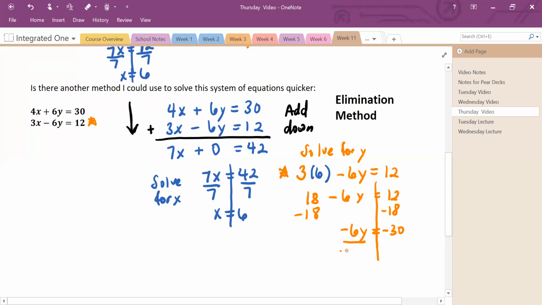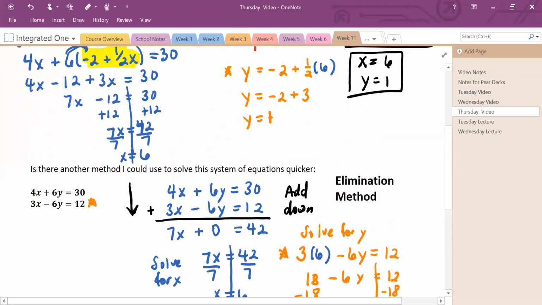I divide both sides by negative, oh, I'm sorry. Let me see what I just did there. I tried to add those two together. What's negative 18 minus 12? Well, that's negative 6. So now I'm going to divide both sides by negative 6. And y is equal to 1, which is the same answer I got up here.